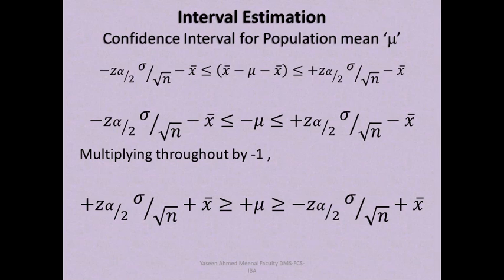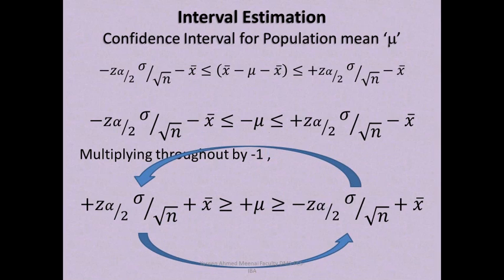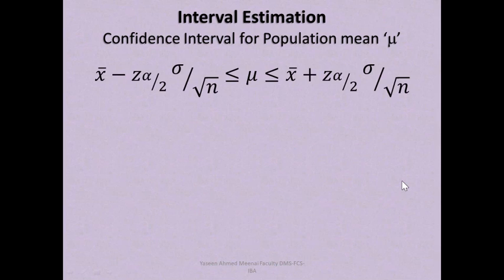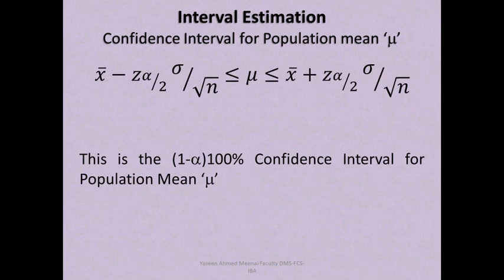So again, how can we convert it back into less than or equal to? We cannot multiply it again by minus 1, because it will result in minus mu in the middle. That's why we change the direction of the inequalities. We replace both sides: the side on the right hand side moves to the left hand side, and the left hand side moves to the right hand side. Finally, this is our 1 minus alpha times 100% confidence interval for mu.